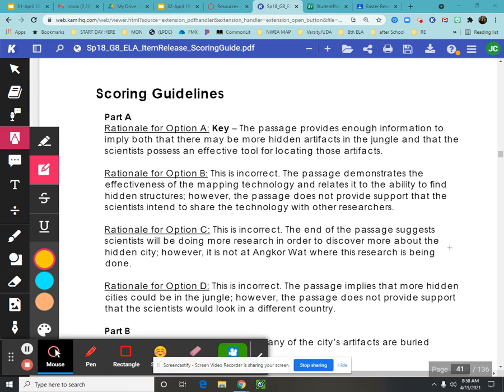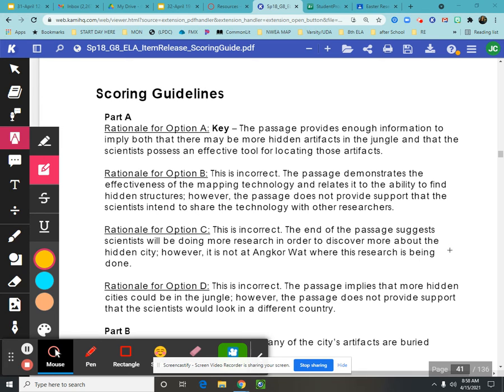So let's look. A says the passage provides enough information to imply that there may be more hidden artifacts in the jungle and that scientists possess an effective tool for locating those artifacts. Which one did you guys say? C? It's incorrect because the end of the passage suggests scientists will be doing more research in order to discover more about the hidden city. However, it is not at Angkor where the research is being done. So that's the big mistake there. That's the trick answer. It's all because of the location.